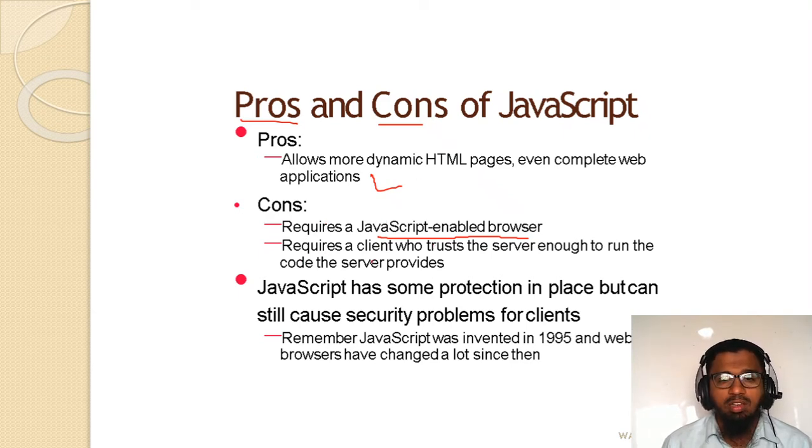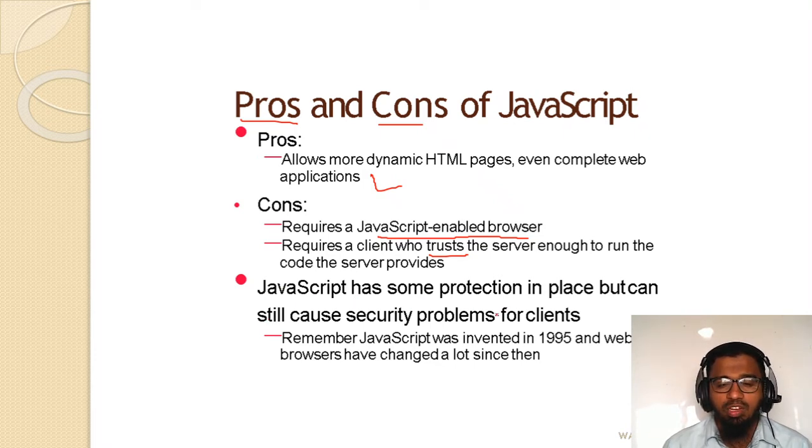Next, it requires a client who trusts the server enough to run the code the server provides. Okay, this is a trust issue, because the security issue is also very important, and trust is also there. So the disadvantage is it requires a client who trusts the server enough to run the code the server provides, so every time it will run. Okay, so there should be a trust between the client and server.